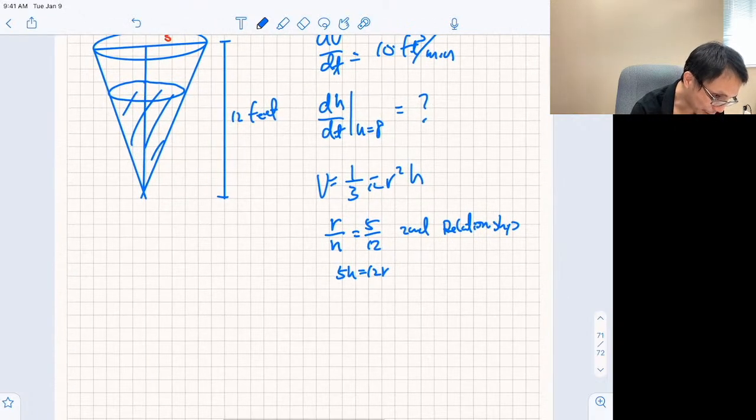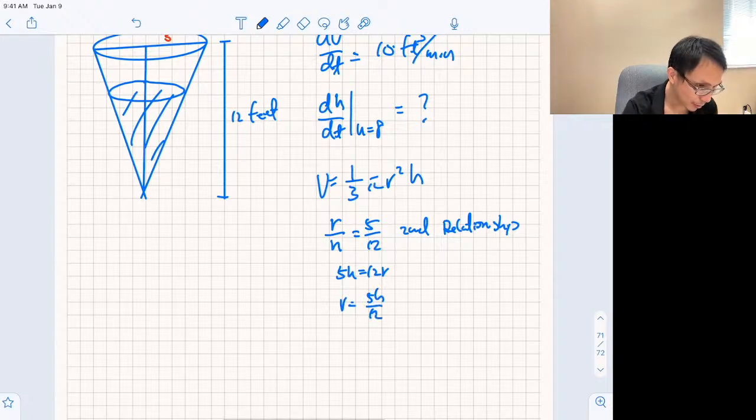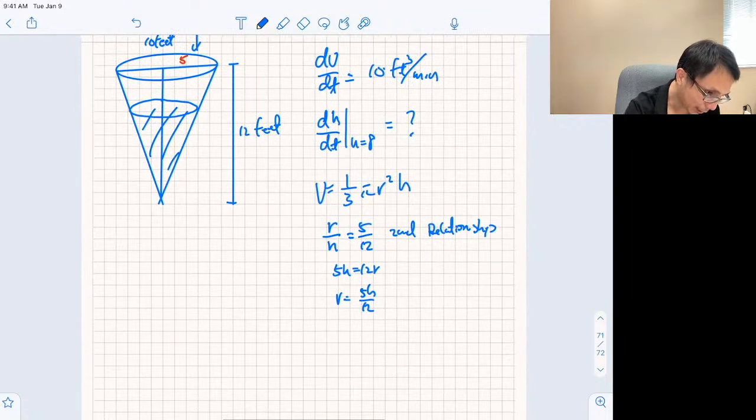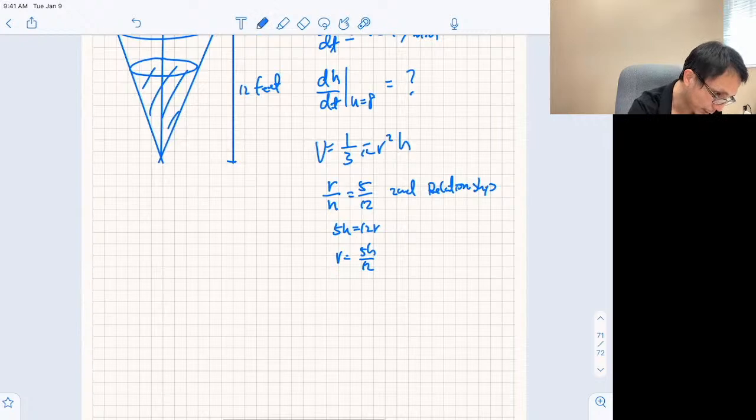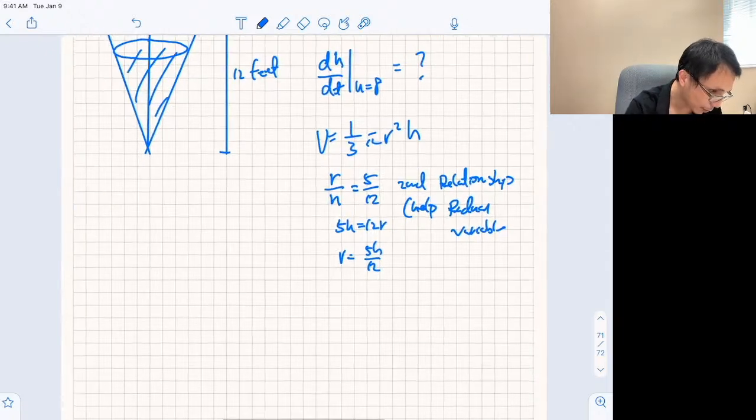So I will solve for r. Yeah, r is good. So r is equal to 5h over 12. Am I going too fast? Now what happened? I can replace that r, right? And it becomes one variable. This second relationship helps you reduce a variable. Why? Because you have too many variables there. I don't want to deal with that.